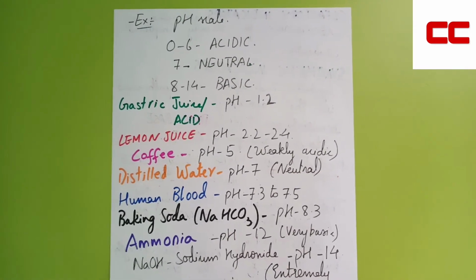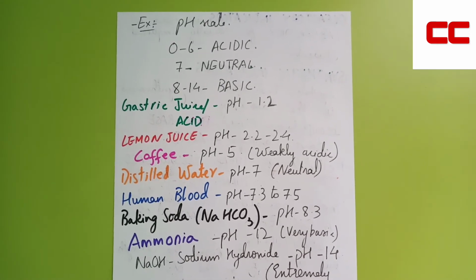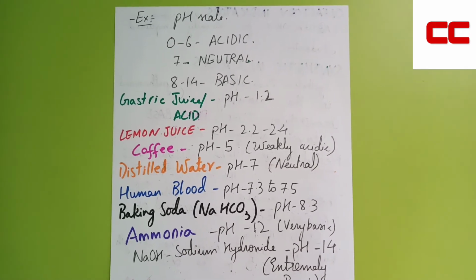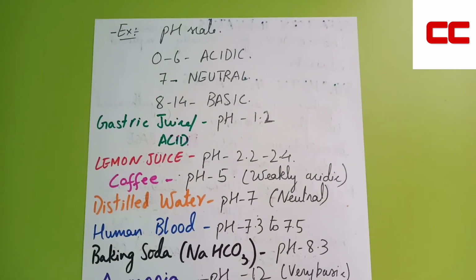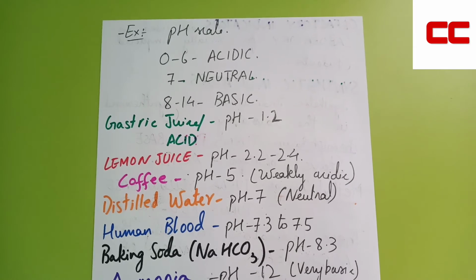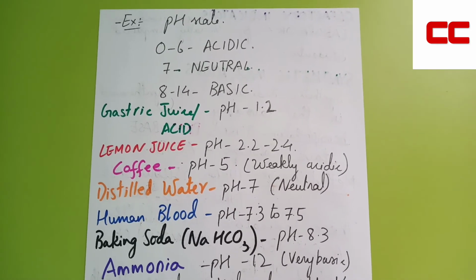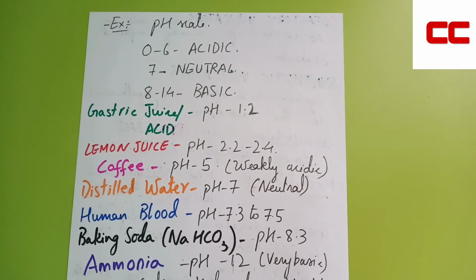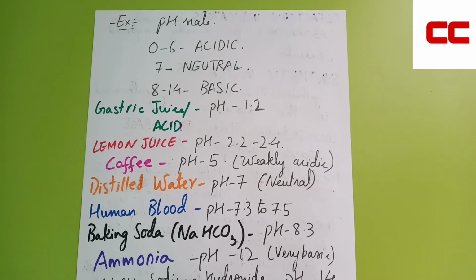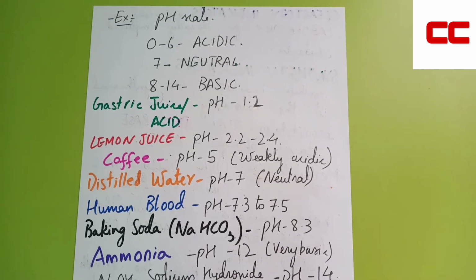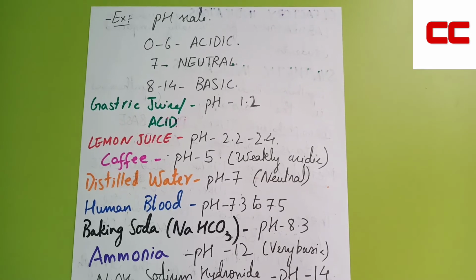As you already know, values 0 to 6 on the pH scale are acidic, 7 is neutral, and 8 to 14 is basic. Down here I have written some examples to tell the pH values of substances present in our body, kitchen and daily life. Gastric juice, the gastric acid, is an acid because its pH value is 1.2. That means it's a very strong acid. And lemon juice pH is 2.2 to 2.4. That is also a very strong acid.